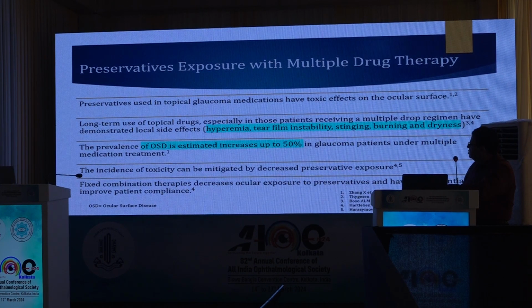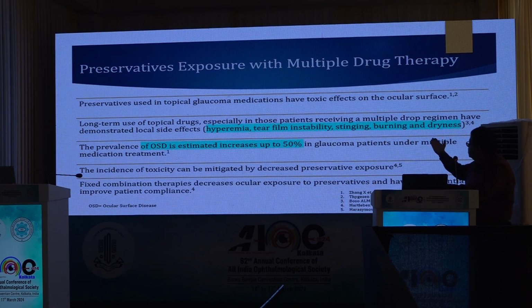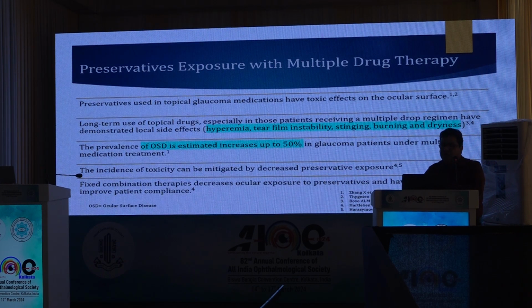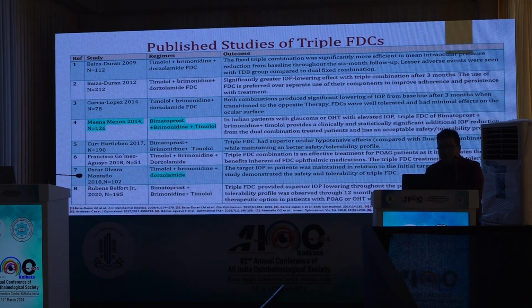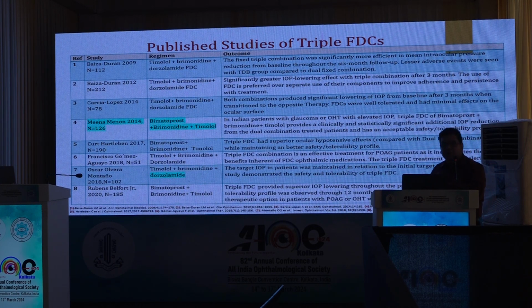60% of glaucoma individuals will have ocular surface disease, and they present as hyperemia, tear film instability, stinging and burning, and dryness. This has already been covered, but I would tell you about the last one. Look at the highlighted ones: with the topical CAI in 2018, this came closest, but it failed. In India, this was bimatoprost, brimonidine and timolol. We are talking about the triple drugs here, because I'm going to be talking about the new triple drug combination. This one came into phase 2, and phase 3 also, but it failed.